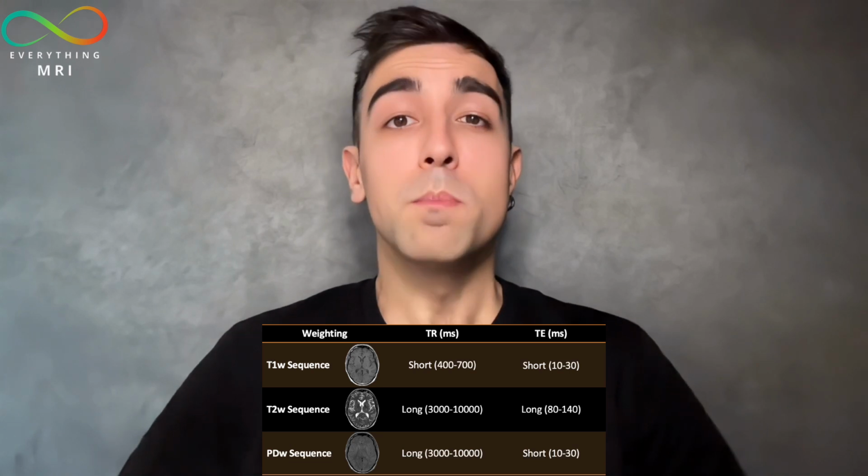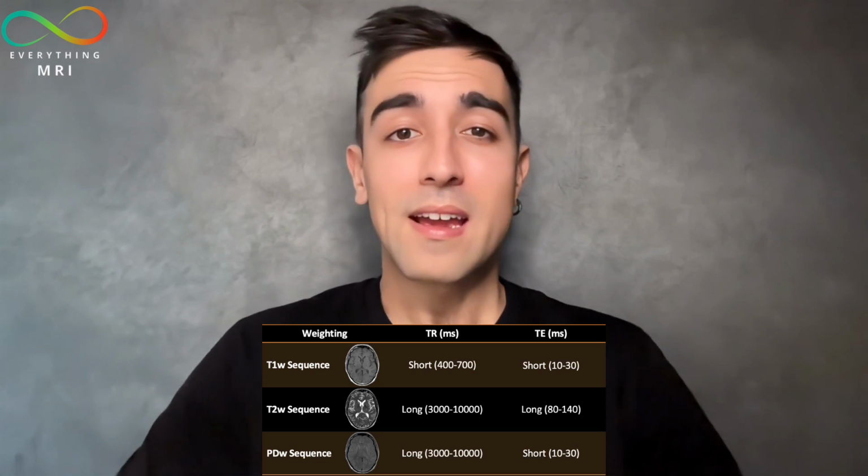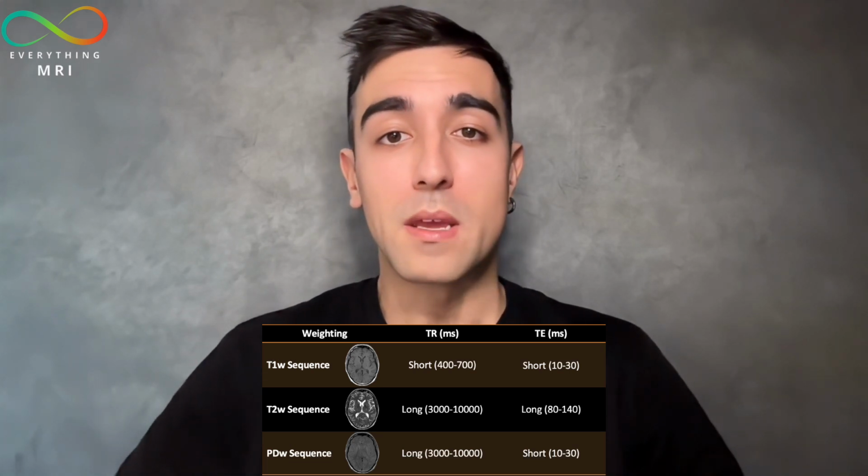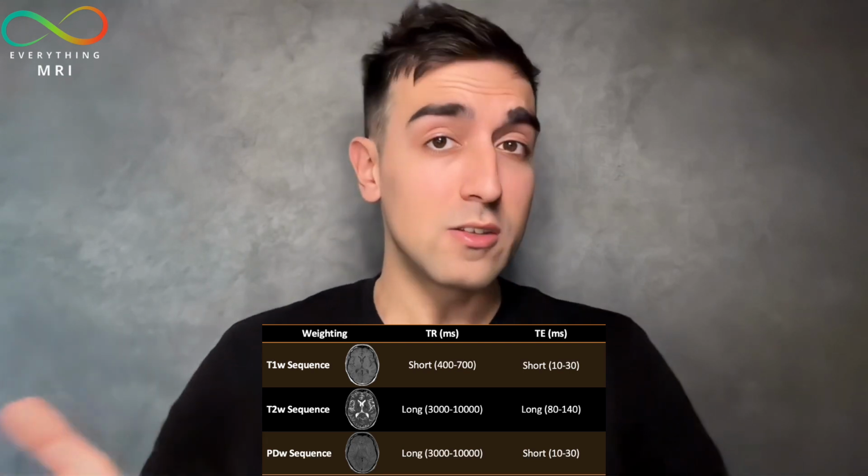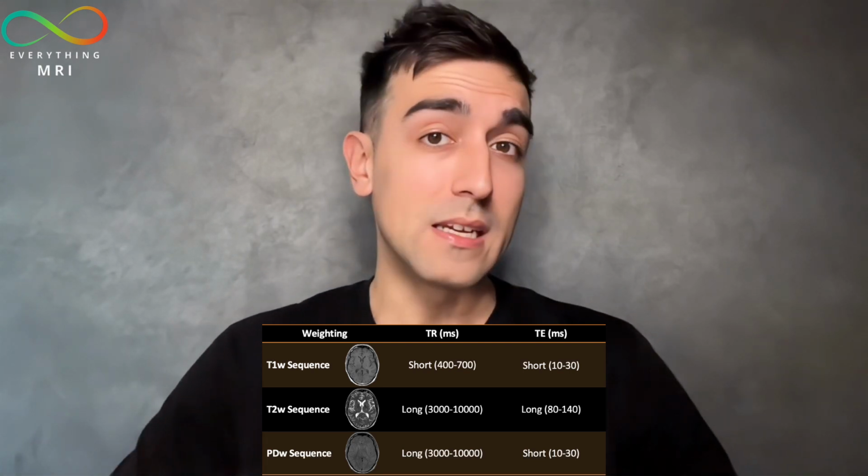As we mentioned earlier, TSE is widely used nowadays in clinical practice, from neuro to MSK to cardiac imaging as well, and its use is often associated with the achievement of flexible image contrast. Depending on the TR and TE values we input on our scanner, we can obtain a TSE sequence which will be more T1 weighted, T2 weighted, or perhaps PD weighted.